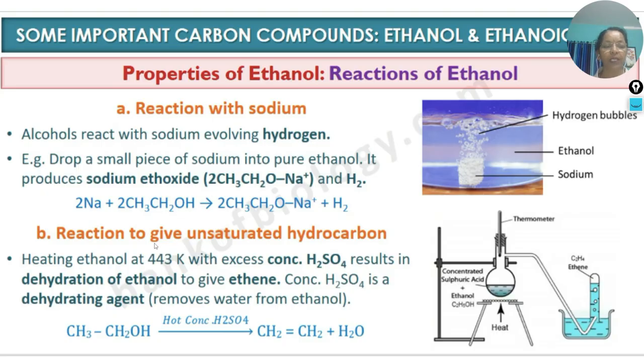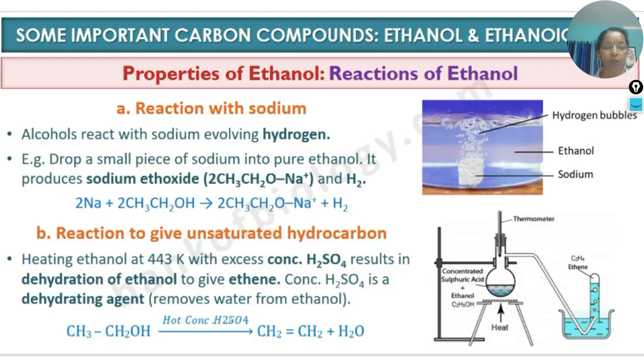Number two, the reaction with concentrated sulfuric acid, to give an unsaturated compound. It is a dehydration reaction, which means removal of a water molecule. See, this water molecule is being removed with the help of concentrated sulfuric acid. What is this product? Ethene. Why ethene? Because there is a double bond.